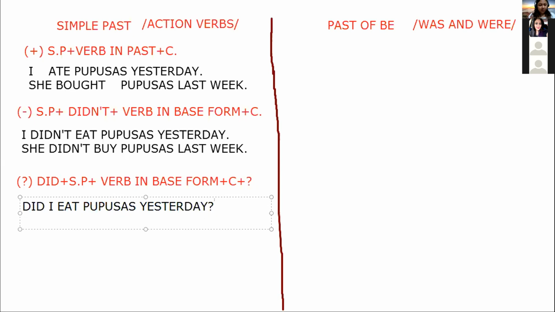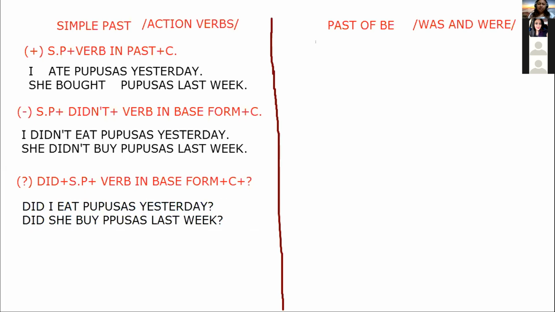What would be the other one? We would say, Did she buy pupusas last week? Now, good. So this is the structure.